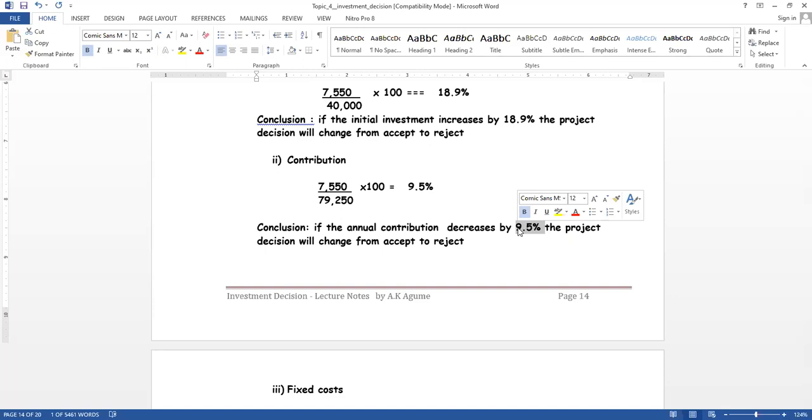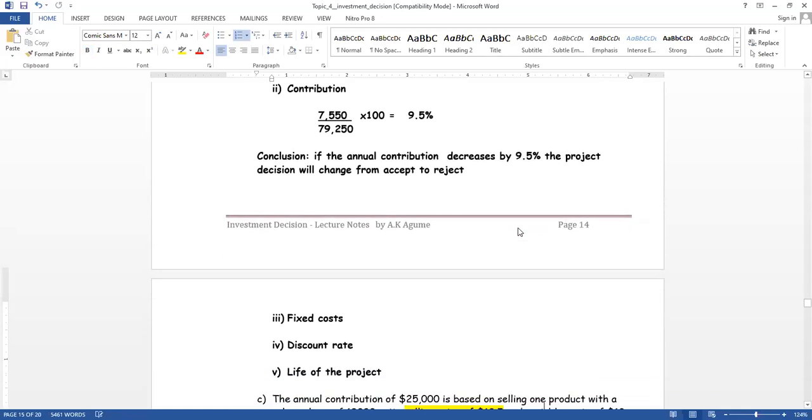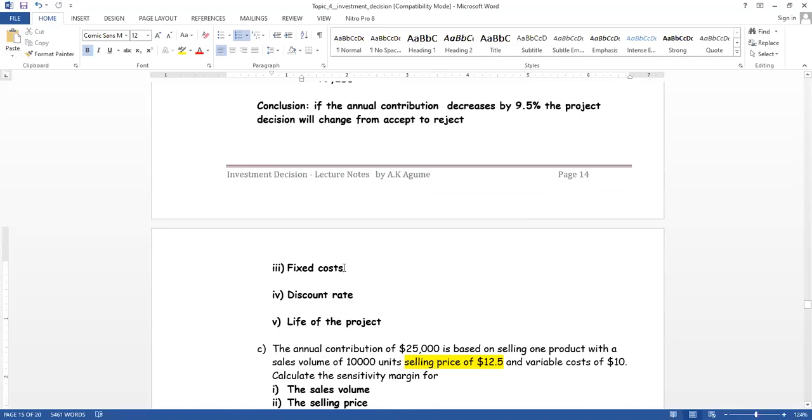That is how sensitive the contribution is. The sensitivity of annual contribution is at 9.5%. Because remember, with sensitivity analysis, we are looking at how sensitive these variables are to the decision, to the NPV above that we have calculated. So you can see 9.5 for contribution. A decrease of the annual contribution by 9.5% is going to change the decision. Then we look at fixed costs.